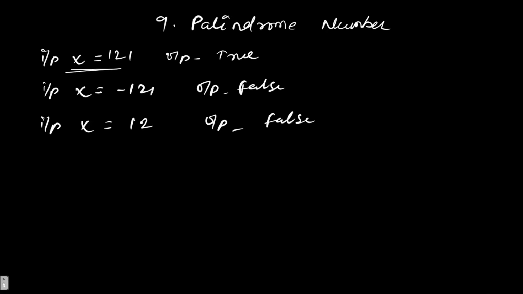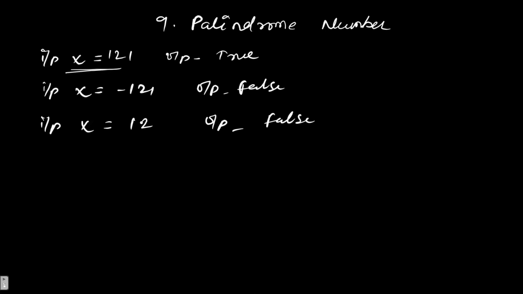Hello and welcome. In this video, we are going to solve our ninth problem of LeetCode, that is Palindrome Number. In this problem, we are given an integer and we have to check whether the given integer is a palindrome or not. For input 121, we have to return true, for input -121, we have to return false, and for input 10, we have to return false.